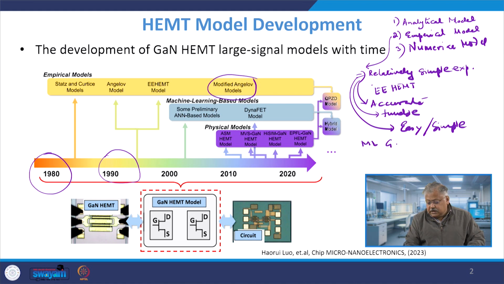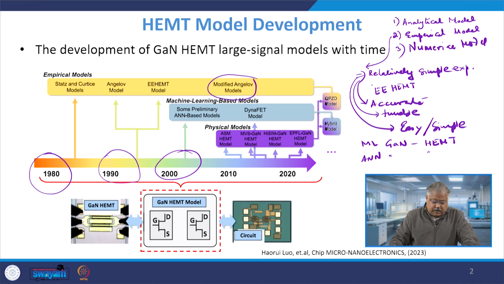There are many machine learning based gallium nitride HEMT models which have come up, in which we use ANN, artificial neural network based GaN HEMT models, and these appeared somewhere around 2000. Sometime around 2000, these ANN based models, machine learning based models, came up in a big way, and they are still being used in many cases.